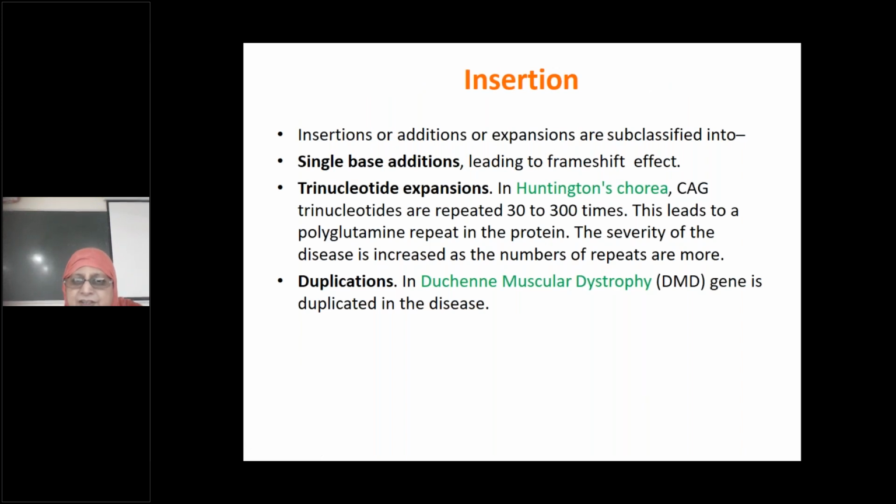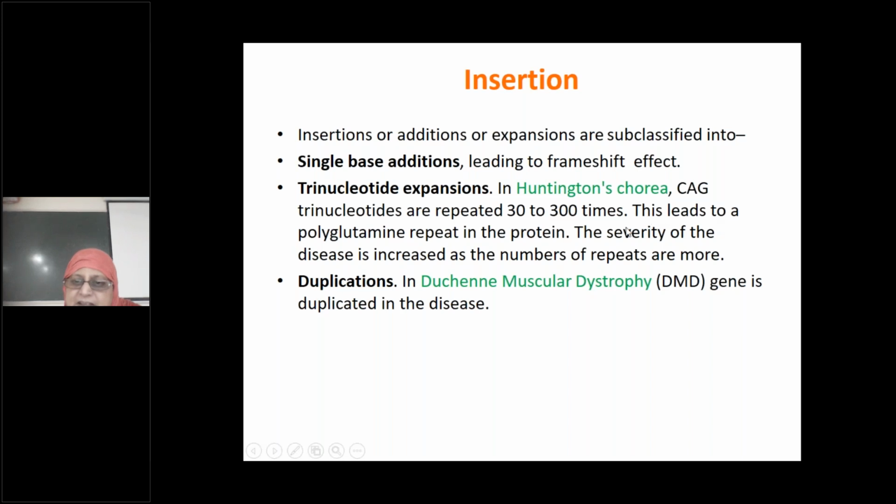So insertions, additions or expansions may be subclassified into a single base addition leading to a frame shift effect, which we have seen now, or if 3 nucleotides are being added, that is known as trinucleotide expansion. This you may see in conditions like Huntington's chorea, where the 3 base pair codon CAG is added continuously, 30 to 300 times. This CAG codes for glutamine.